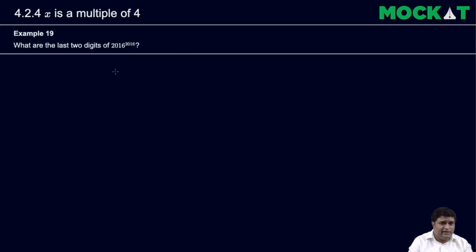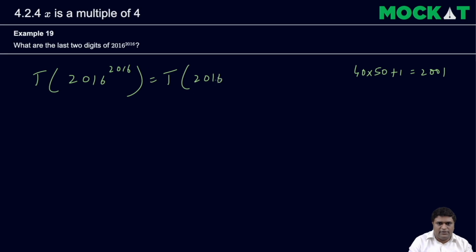Let's take up example 19. This is again a slightly difficult problem, right? A question like this is unlikely in the exam, but it's good for practice, so it will help you. This is a multiple of 4. The power has to be brought to the 40k plus 1 format. So 40 into 50 is 2000, plus 1 gives me 2001. 2001 is in the 40k plus 1 format. So I can write this as 2016.